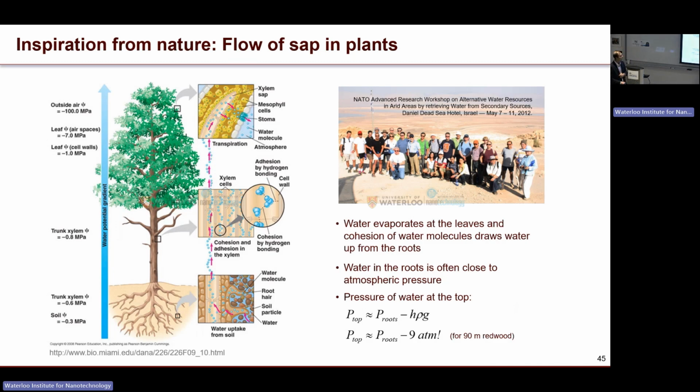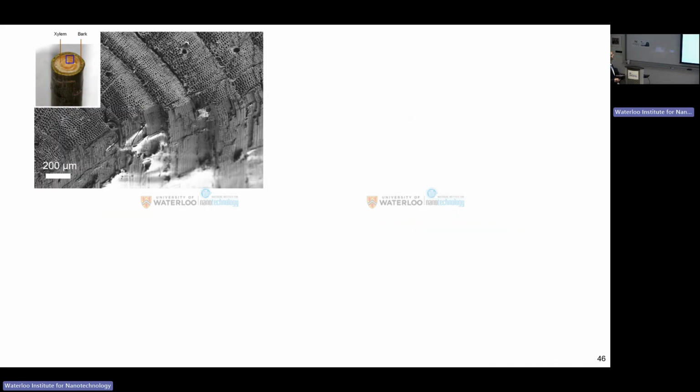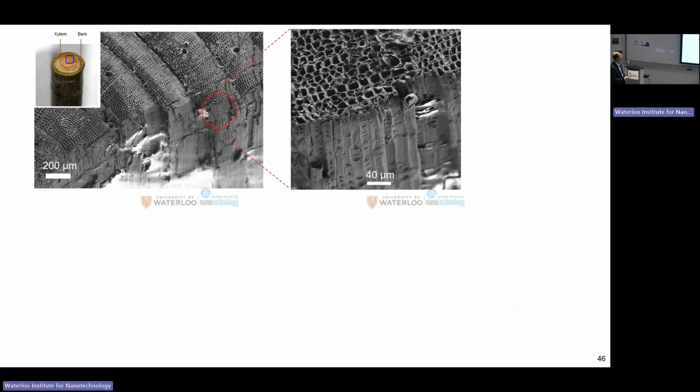And if you have a tree, let's say a 90-meter tall redwood tree, the pressure can be negative, like many, many atmospheres negative. Now the tree has to pull it up and water is going to be in a metastable state. So you can have vapor bubbles forming, and if that happens, it's going to cause failure and the plant will die. So to tackle that, plants have this very interesting system. So this is in a pine branch, and you can see that these channels, the tissue that does this job, is called the xylem tissue.